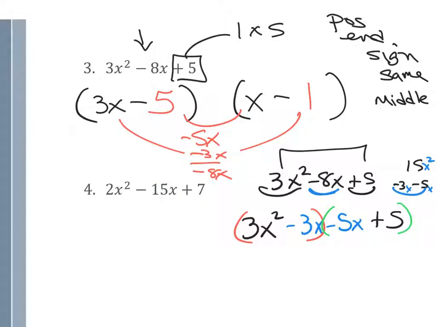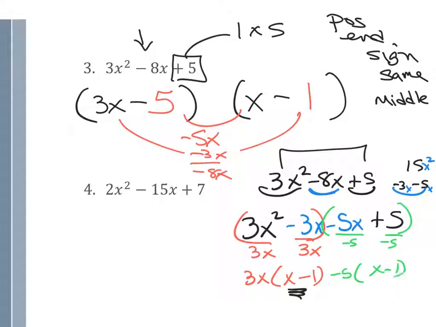So, GCF again of the red group will be 3x. So 3x, and then I'm left with x minus 1. GCF of green. Now remember, we want what's in this parenthesis to be the same. If I pull out a positive 5, my signs are going to be off. So my GCF here is actually going to be negative 5. And then I get, I'm sorry, negative 5 times x minus 1.